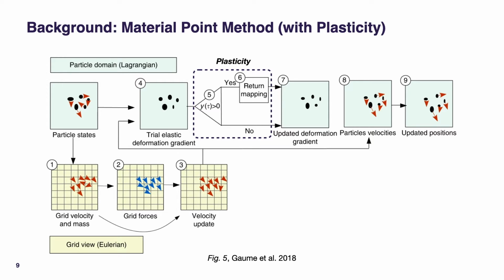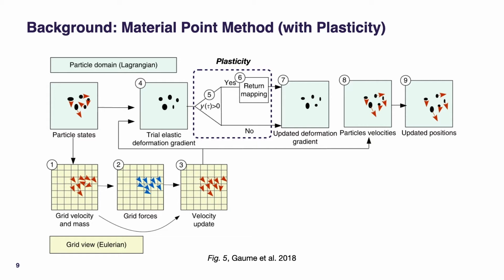Next, in step 2 we calculate the external and internal forces on the body, so that in step 3 we can update the velocities on the grid. Here, external forces typically refer to gravity, and internal forces refer to the internal elasticity of the material. And we can model this elasticity using a constitutive model that gives us a relationship between the deformation and the material's energy density. So for example, the fixed co-rotated model that you saw recently.